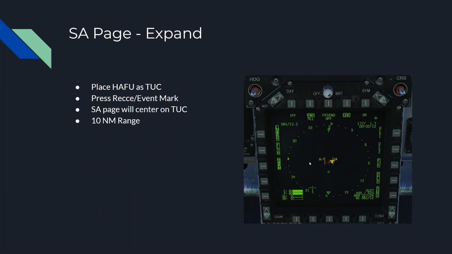So, like all the other pages, there is an expand function, and again, useful for trying to pick out tightly packed groups. The way to do it is, firstly, you have to be in the SA page as your sensor of interest. You can tell by the little diamond there. You place whatever HAFU you want as your target under cursor, then press the Recce event mark switch on your stick, and the SA page is going to center onto that track. This is now displaying a 10 nautical mile range around the guy that you just expanded on.